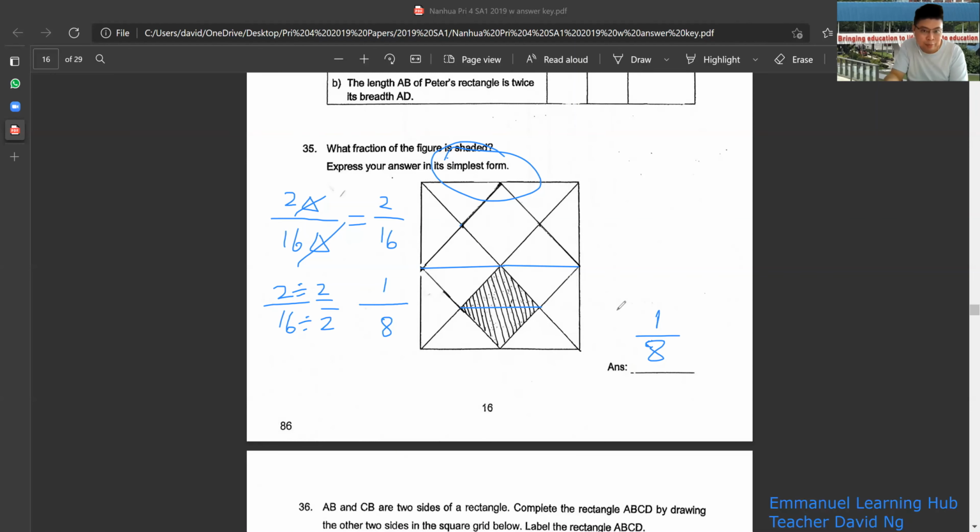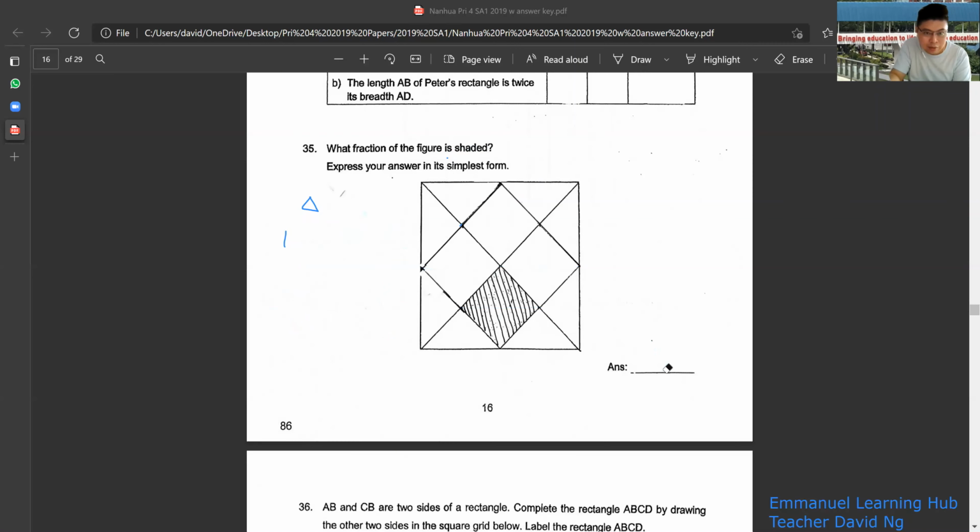So 1 over 8. Boleh, this one. Yes. Okay, this one boleh. I move on already. Boleh means can in Malay, by the way. Oh. Okay.